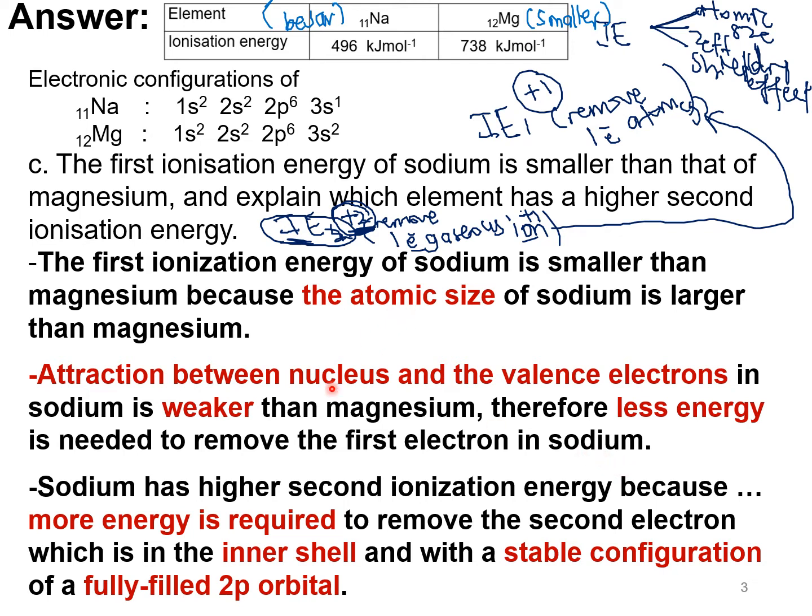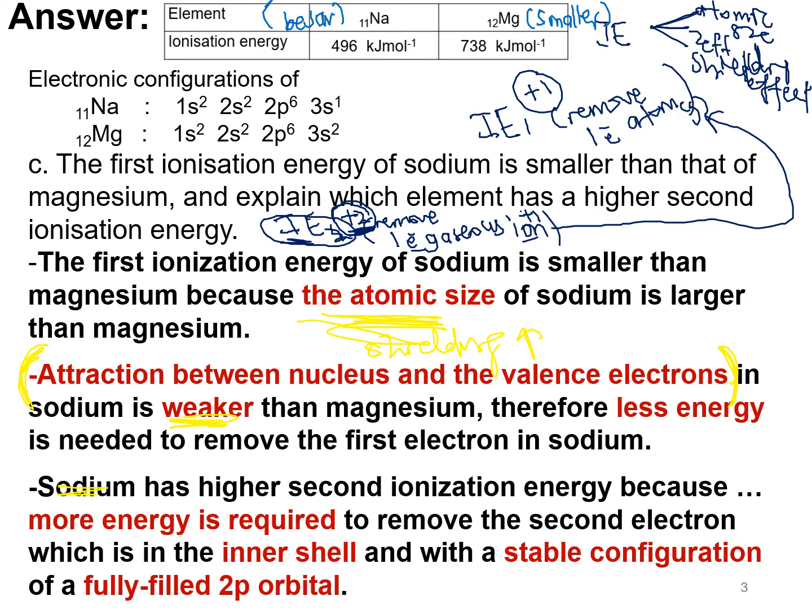Therefore, that's why the first ionization energy for sodium is lower compared to magnesium. Why? Because this is one of the reasons. Because of the attraction. When the size is big, why is the size big? The size is big because the shielding effect is big. When the shielding effect is big, therefore the attraction between the nucleus and the valence electrons will also be weaker. Okay. Alright, so who has the higher second ionization energy?